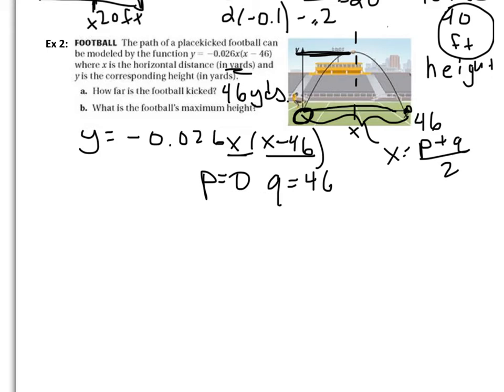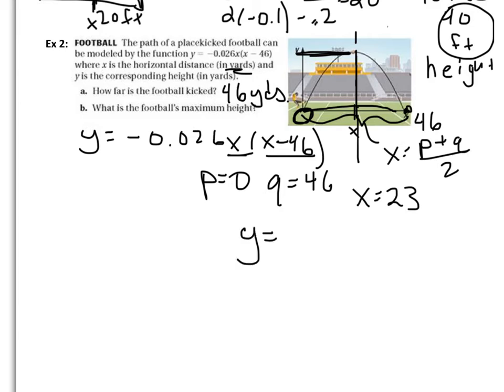Now the maximum height occurs right in between 0 and 46. So the halfway point between 0 and 46 is just, what, 23? So I know the x-coordinate of the vertex is 23. Now that's not the height, right? That's just where the x value is. So to find the y value that corresponds with 23 yards for x, I have to plug it in.